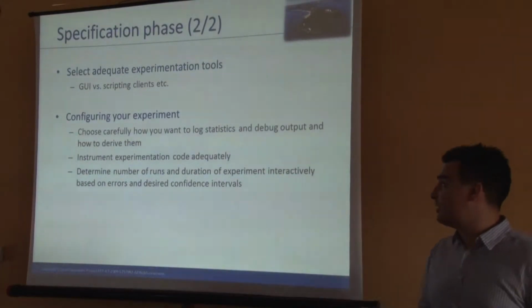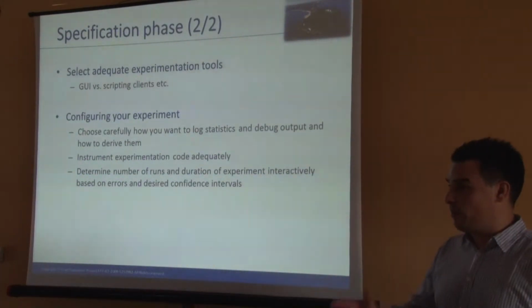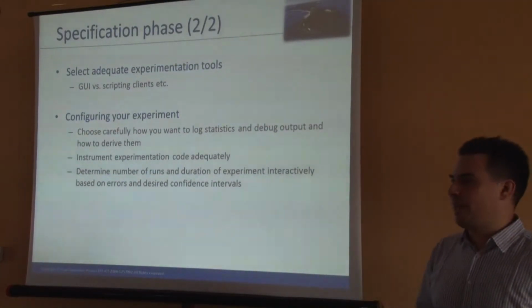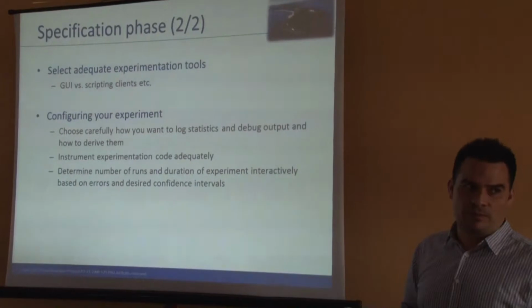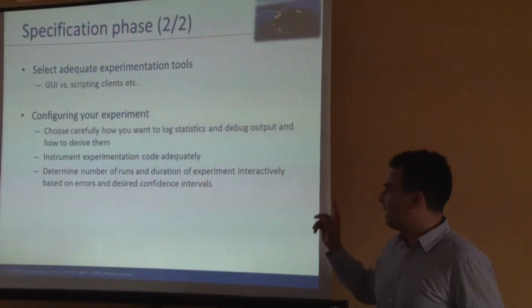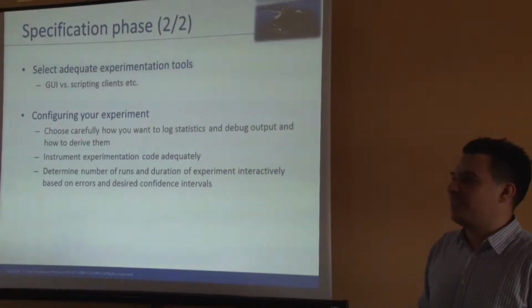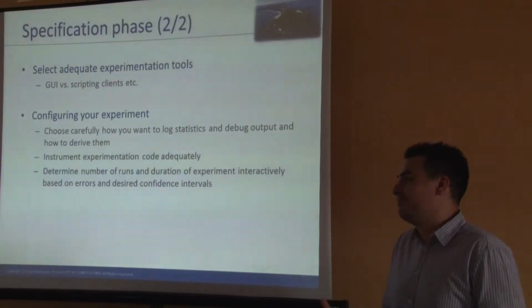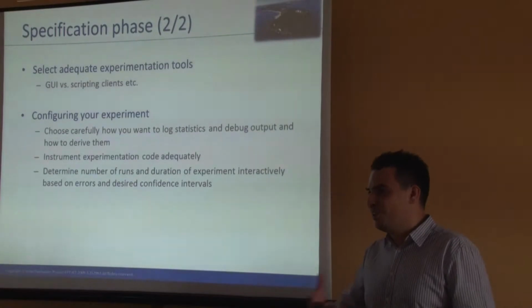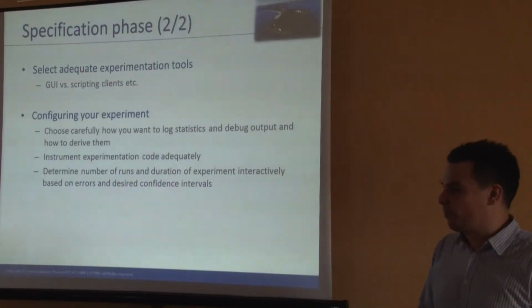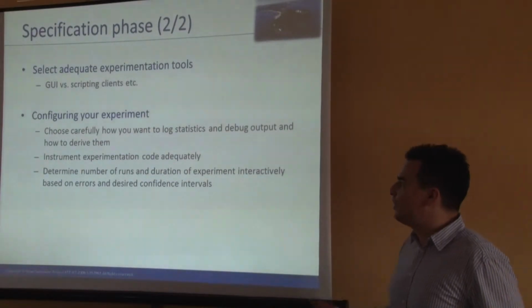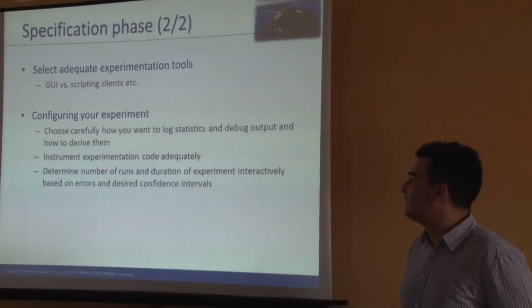Now, based on this understanding of requirements and topology, there are also different experimentation tools that can help you. This is something that will be covered in the second part. You need to select based on the testbed, or on how familiar you are with certain tools, or whether you are more comfortable with scripting. These are decisions you have to make. And then you need to configure your experiment, which means instrumenting it.